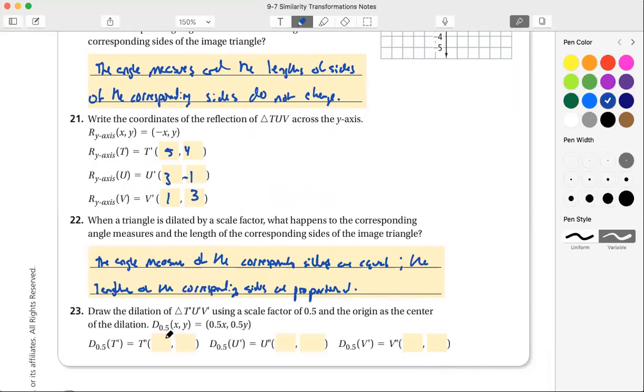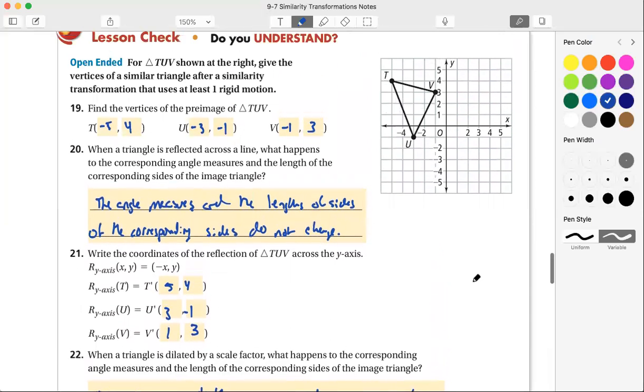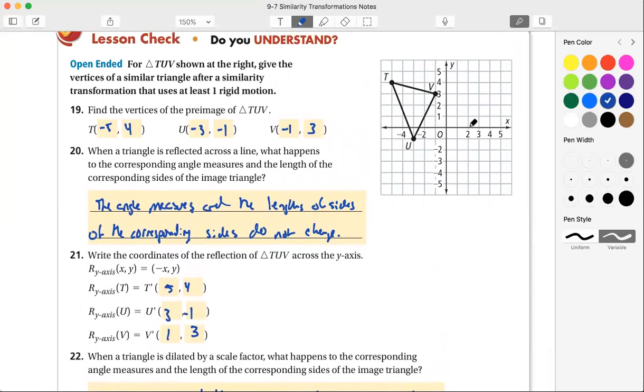So if I did 1/2 of all of these x's, I would get 2.5, and I would get 1.5, and I would get 0.5. And the y's would be 2, -0.5, and 1.5. So let's graph those final dots on my pre-image up here. So 2.5, 2 would be right here, and that would be T double prime. 1.5, -0.5 would be right here, and that would be U double prime. And 0.5 and 1.5 would be right here, and that would be V double prime. And there is my new figure.